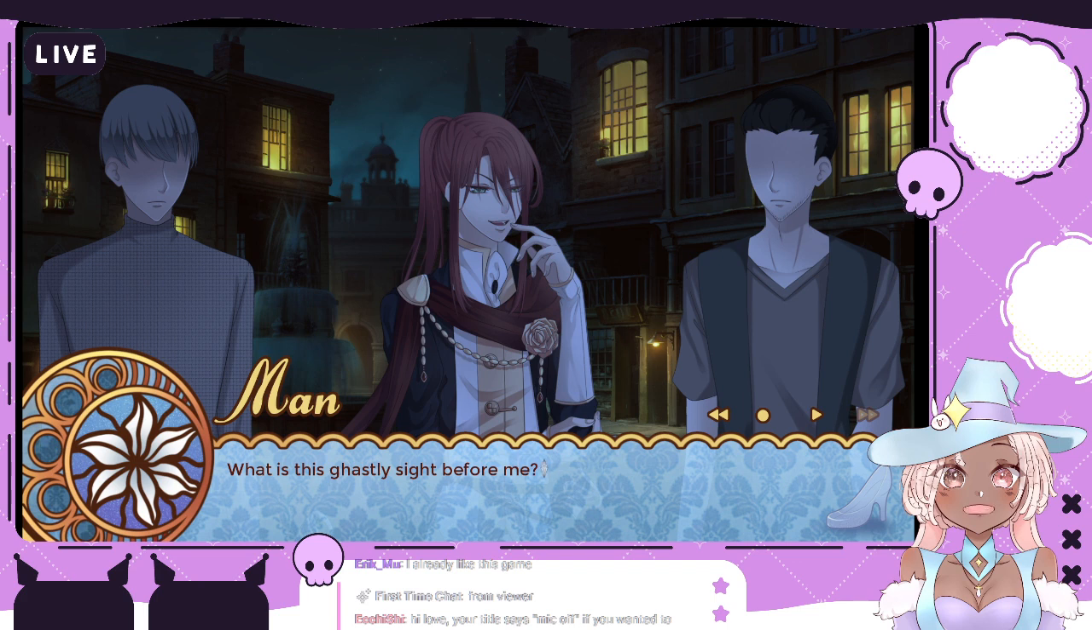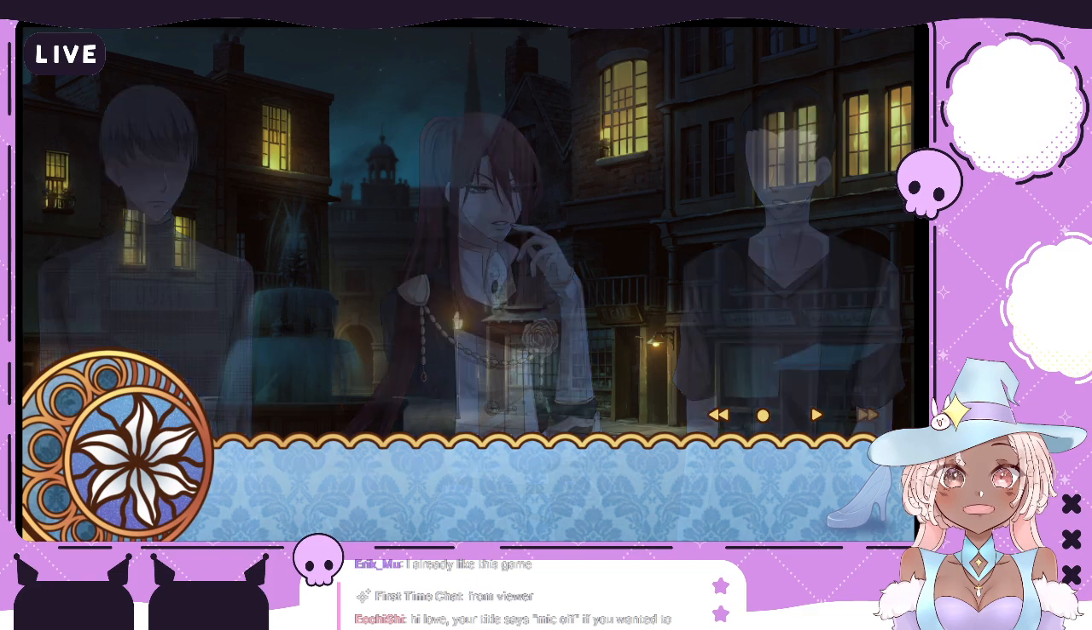What is this ghastly sight before me? Two adults threatening a child and a lady? How very ungentlemanly. What are the likes of you even doing around this neighborhood? You asking to get fleeced? Asking. Perhaps I'm in the mood for a scuffle.